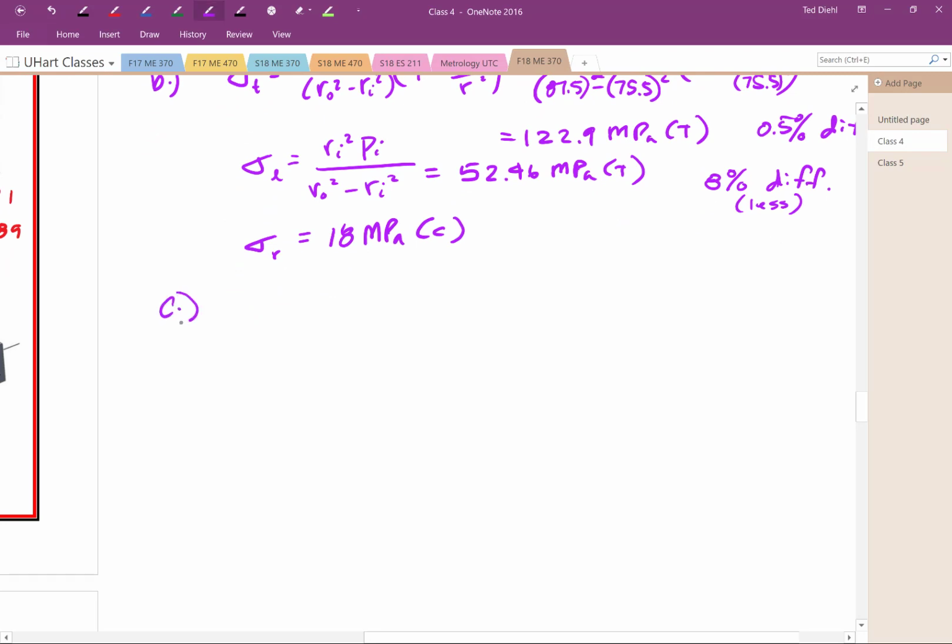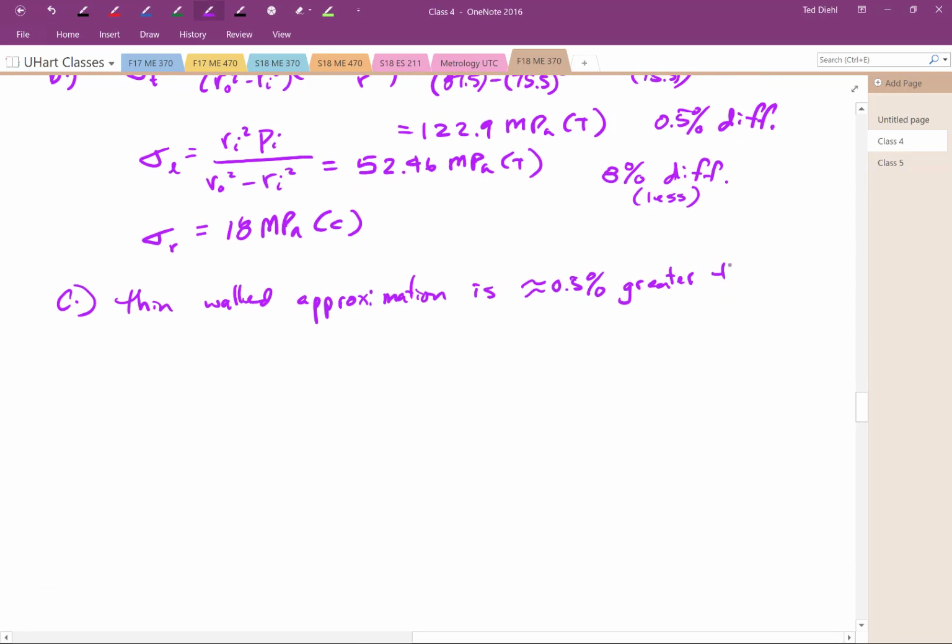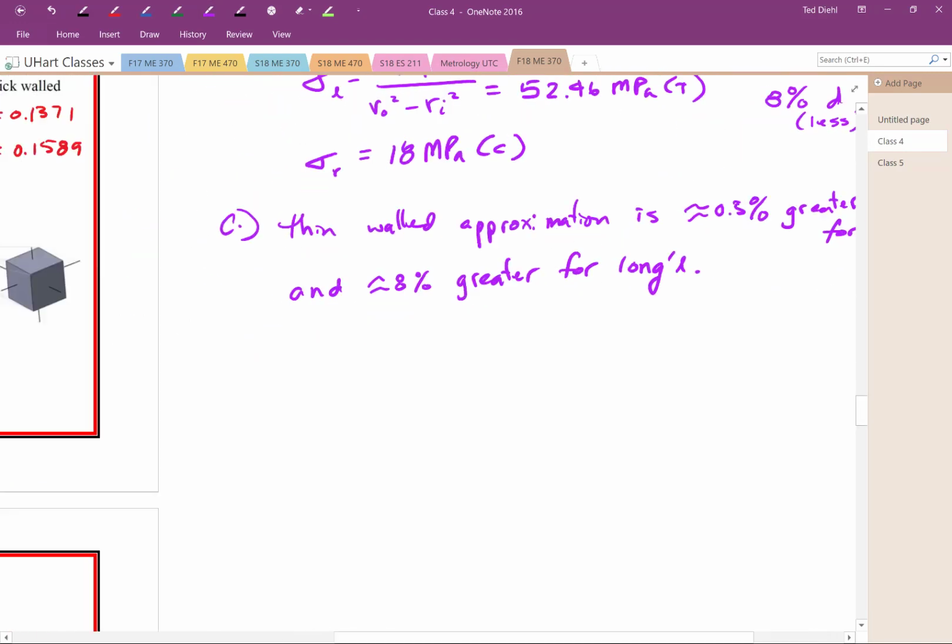And then the last thing I want to do is summarize that the thin-walled approximation is approximately 0.5% greater than thick for hoop, and approximately 8% greater for longitudinal. I'll be lazy and just write long, so I don't make the video long. It's already going to be too long.